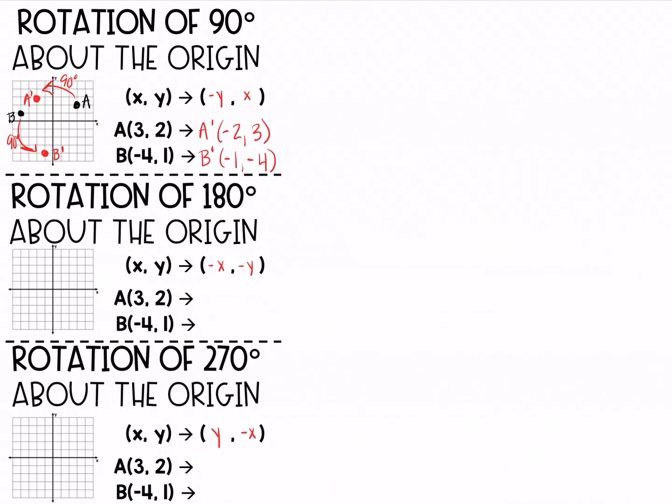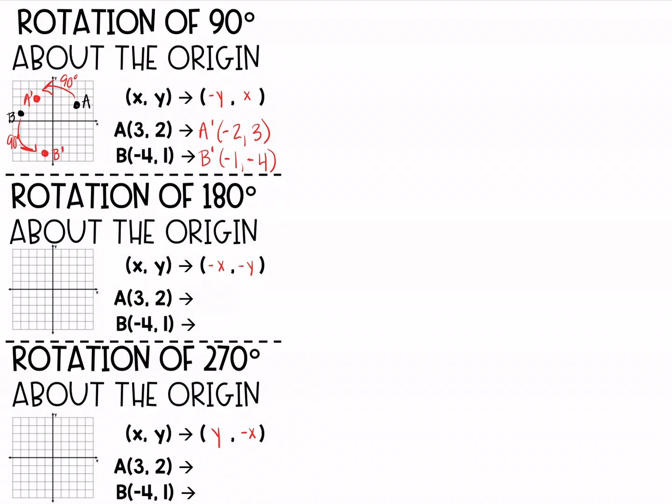So now let's look at 180. A rotation of 180 degrees is going to be the exact same regardless if it's counterclockwise or clockwise. It's still 180. So it's always (x, y) becomes (negative x, negative y). This also is the same as a reflection across the origin. So a reflection across the origin and a rotation of 180 degrees are actually the exact same thing.